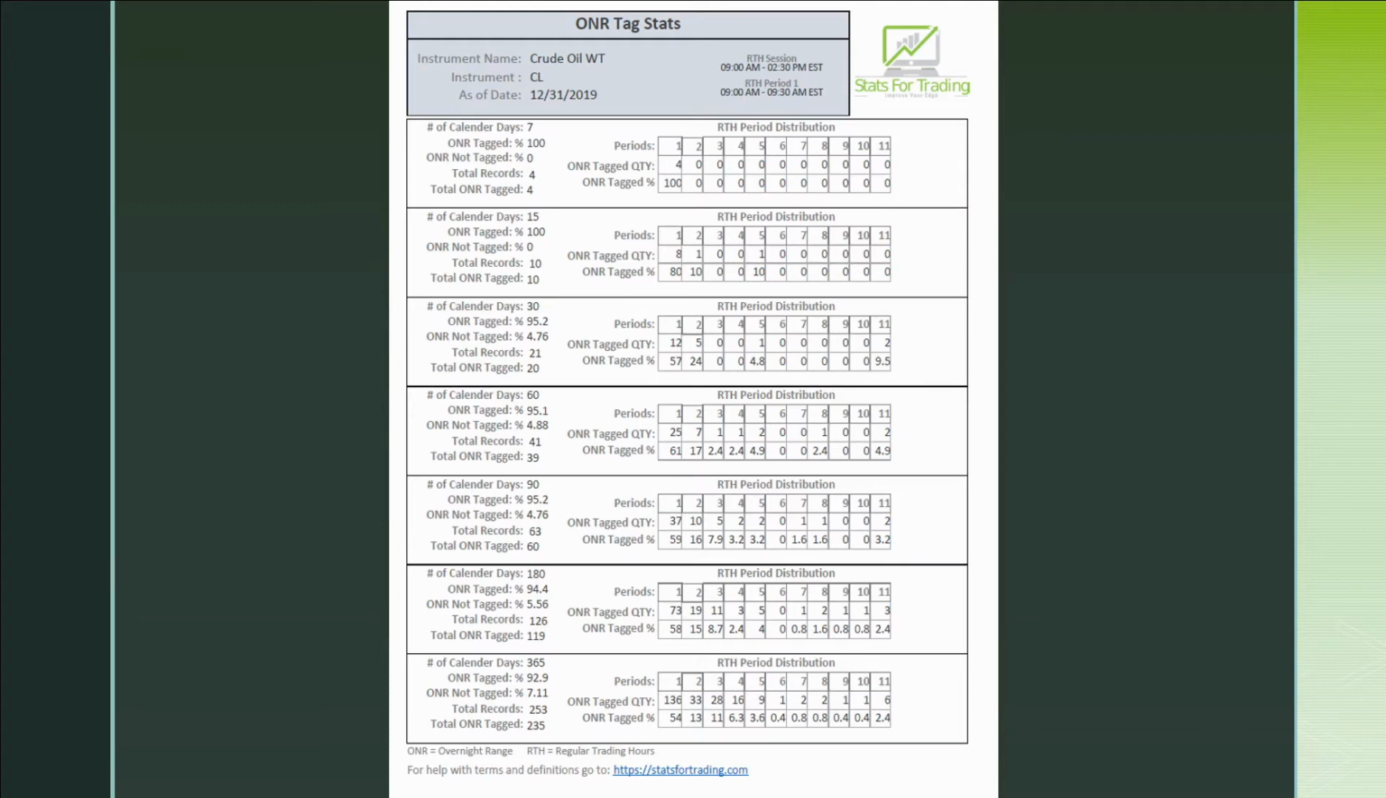And you could see under the RTH period distribution when that most likely happens. You see that in certain times of the day, it almost never hits it. Like for 60 days, it never even hit it during period 6 and 7. So the lunchtime, oftentimes you don't see a lot of action in certain markets. So this is an extremely useful report.